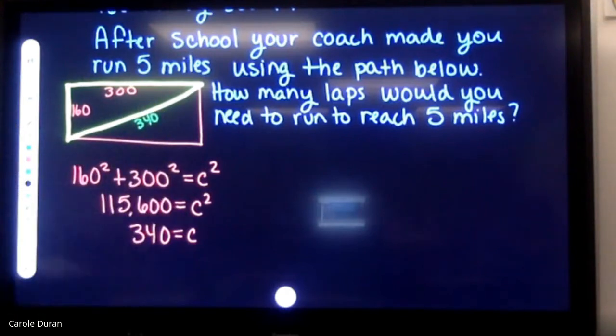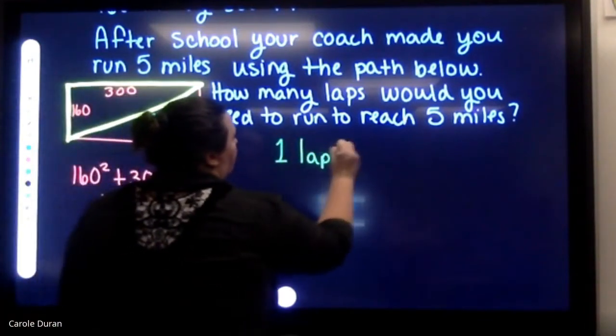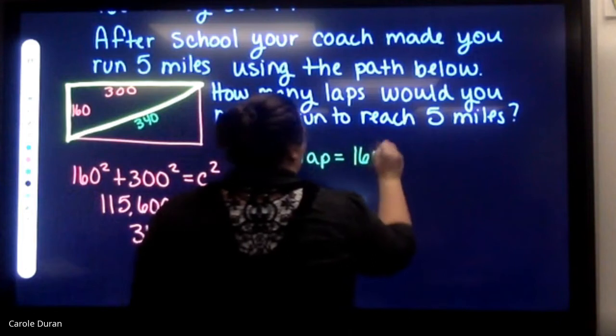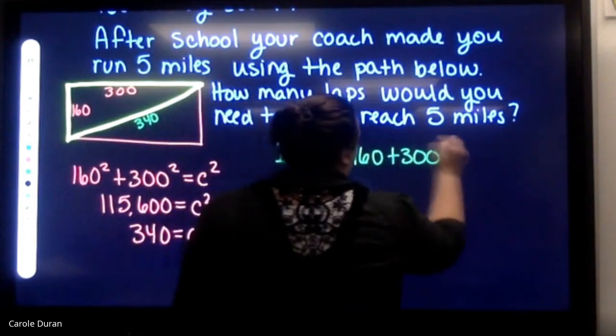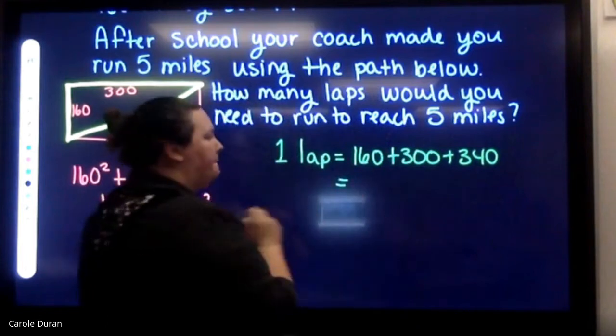What am I going to do with that piece of information, Jeremiah? You're going to add all 3 of them, so you know how far you're running. Well, we need to find out how far one lap is, or how many feet one lap is. So one lap equals 160 plus 300 plus 340, which adds up to what?